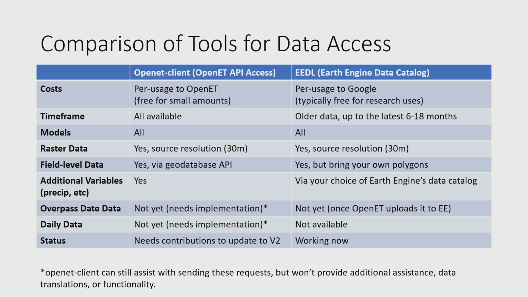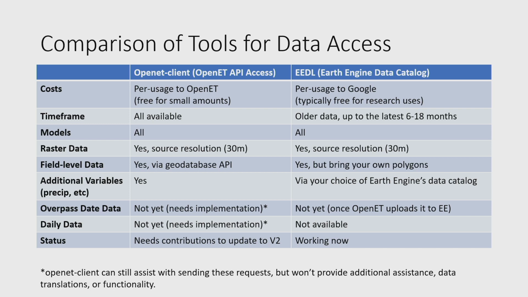Notably, OpenET client has access to the full OpenET data catalog. EDL, the lag with what OpenET is able to update on those monthly catalogs is 6 to 18 months. I think they're aiming for 6 months, but it hasn't fully hit that cadence. Last time I checked a few weeks ago, it was through the end of, I think, 2022. So we're lagging a little, but for older data, it's still wonderful.